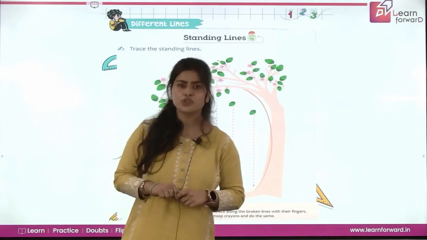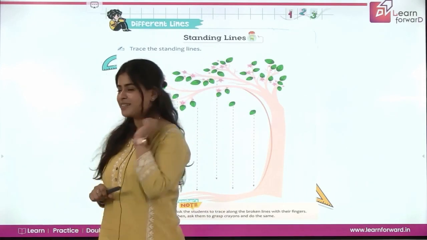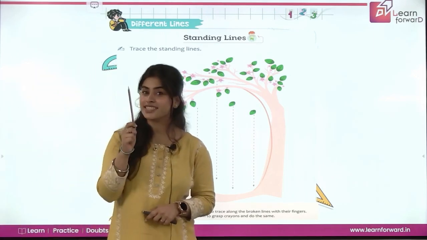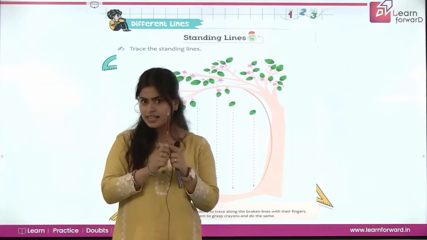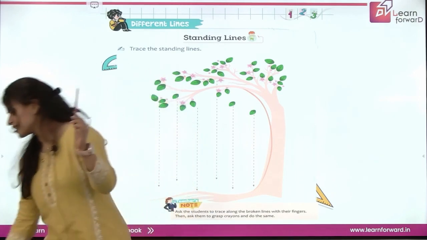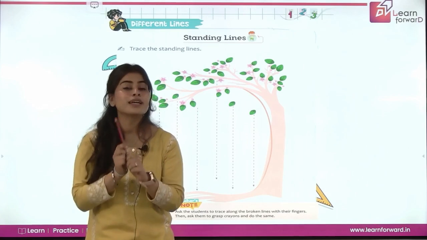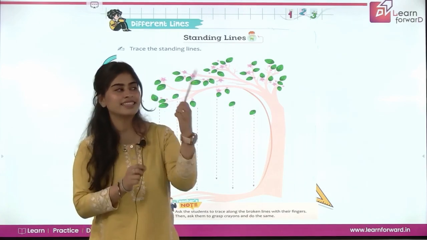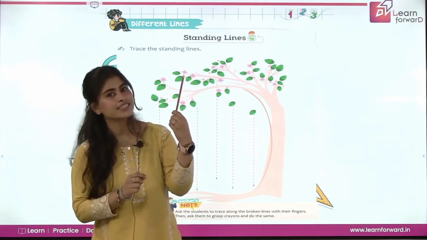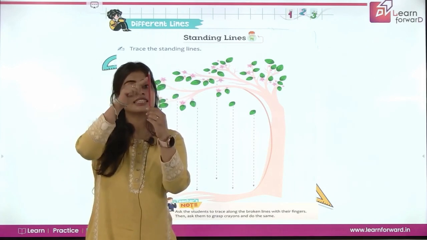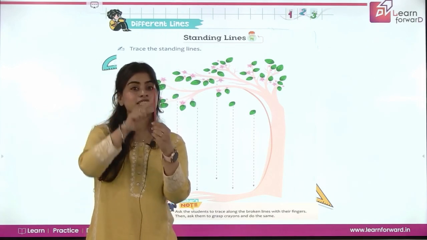Okay, do you know what is a standing line? Let me tell you. Have you seen a pencil? This is a pencil and this pencil is in red color. Can you see this pencil? Now, quickly grab your pencil like this. Okay, then let's start. This pencil is in a standing line.